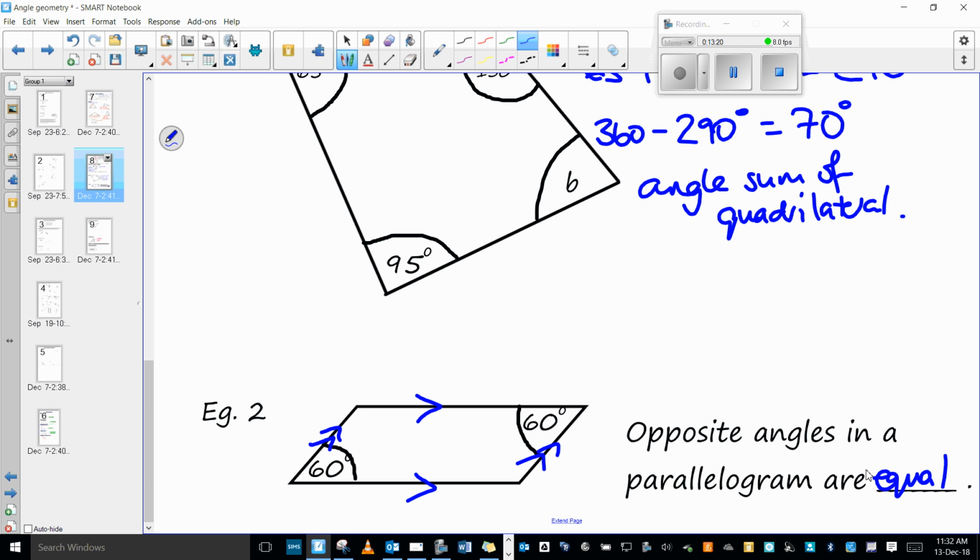So the definition of a parallelogram is 2 pairs of parallel sides. The definition of a rhombus is that it's 2 pairs of parallel sides, all of which are equal. So a rhombus has to have all 4 sides the same. It's a wonky square.